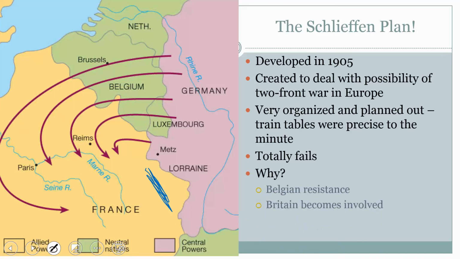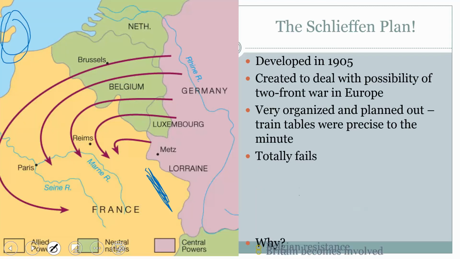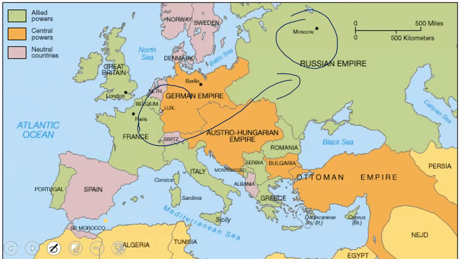So Belgium resists. And this is the reason why the Schlieffen Plan doesn't work, is that the Belgian military decides to fight back against Germany, and they're relatively successful, more so than anyone thought they would be. The other problem is that Britain, who we only get like a little tiny piece of right over here, but we can go back a slide if we go here, right?